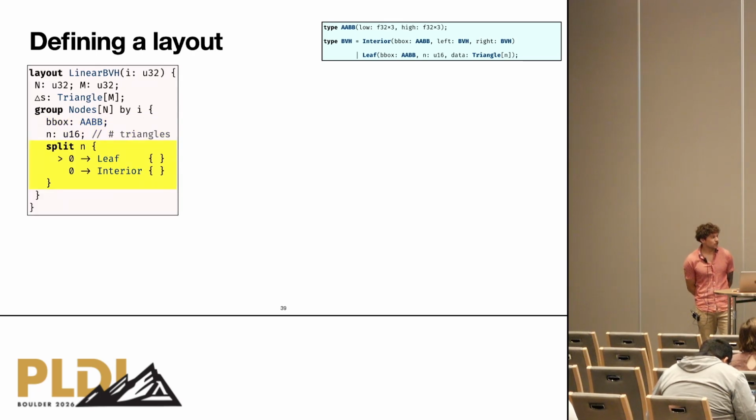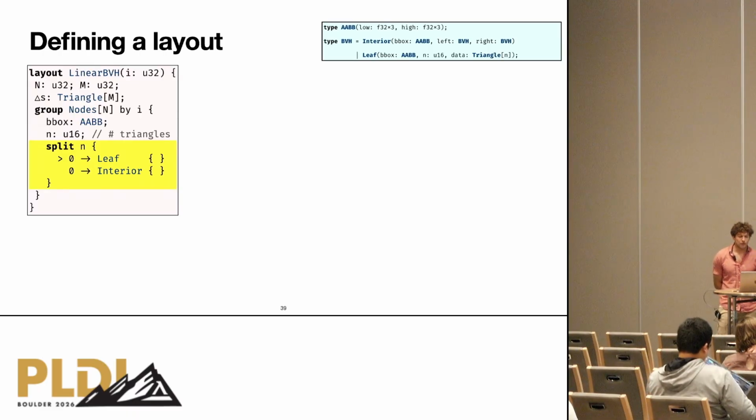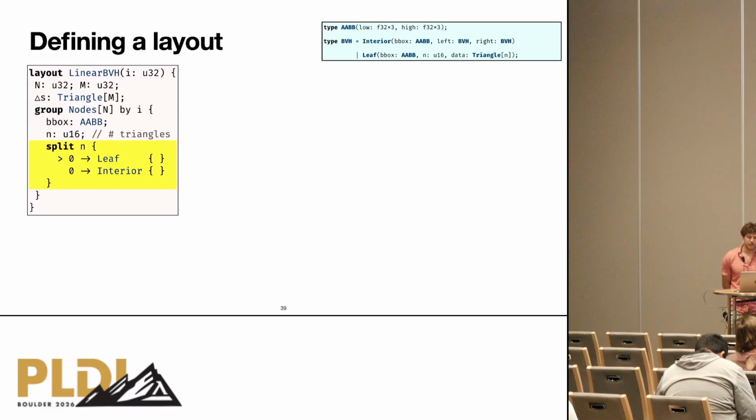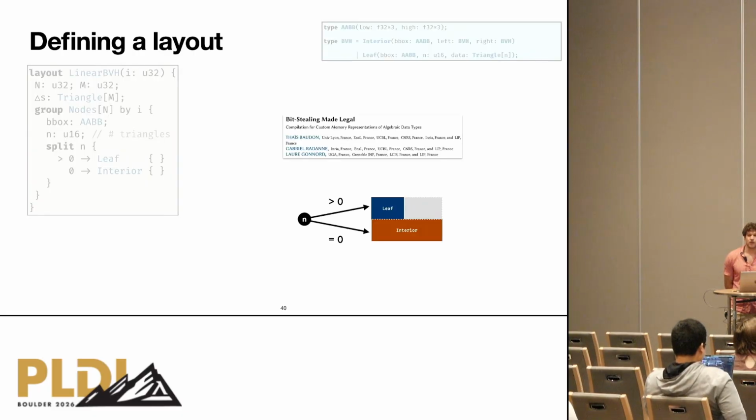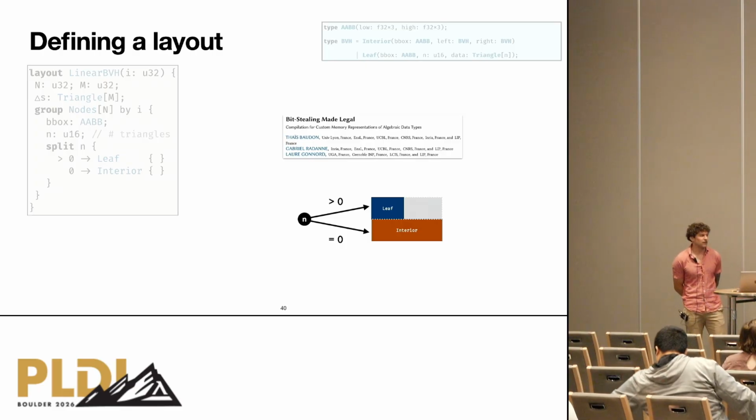Okay, so the next construct we'll talk about is split. Simply put, a split is just a way to do safe union types. I should say this is highly inspired by prior work, namely bit stealing made legal. What we're saying here is that if n, the number of triangles, is greater than 0, this is a leaf node. Otherwise, if it's equal to 0, this is an interior node. This is simply an invariant of BVHs. The nice part about this is now we don't have to explicitly store any kind of discriminant or tag.